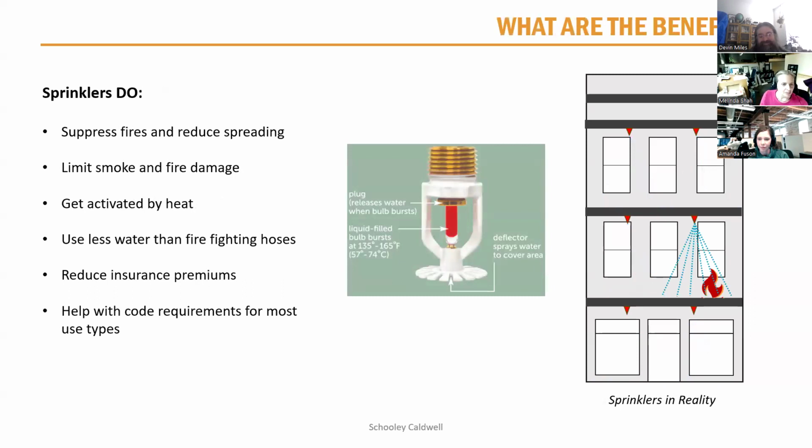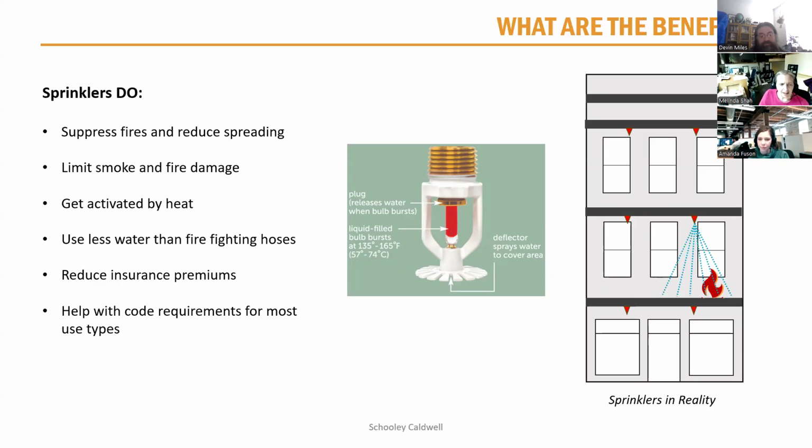In reality, when a sprinkler goes off, it is designed to suppress a fire or reduce its spreading. They're designed to give the occupants in a building time to get out, and for the firefighters to arrive and fight the fire. They're also intended to help limit smoke damage and fire damage, and they're actually activated by heat, not by the fire alarm. There's a little glass plug in them that is designed to melt at a certain temperature because of the liquid that's in it. Once it heats up to a certain temperature, it bursts, and that allows the water to flow through, which is why it only turns on that one head, not all of them. So it actually uses less water than fighting using a firefighter hose.